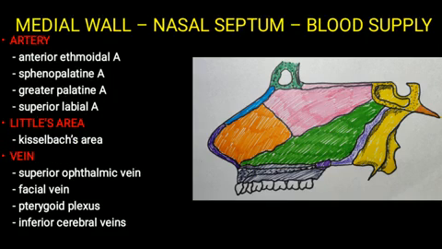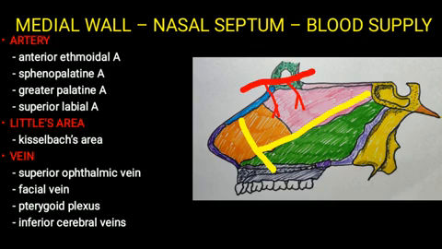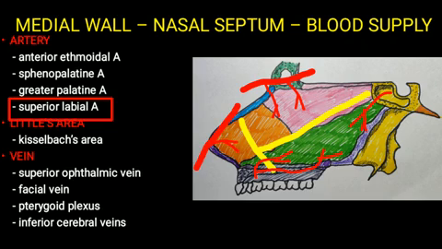The blood supply of the medial wall. It is generally considered in three parts: anterior superior part, posterior inferior part and the mobile part of the septum. The arteries which supply the anterior superior part is the anterior ethmoidal branch of ophthalmic artery. The posterior inferior part is supplied by the sphenopalatine branch and the greater palatine branches of the maxillary artery, while the mobile anteriormost part is supplied by the superior labial branch of facial artery.